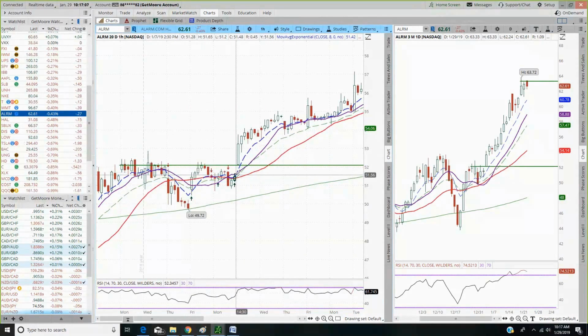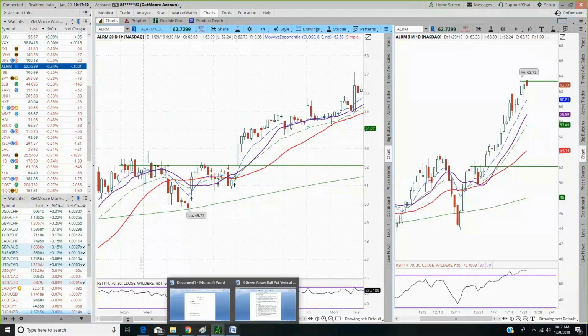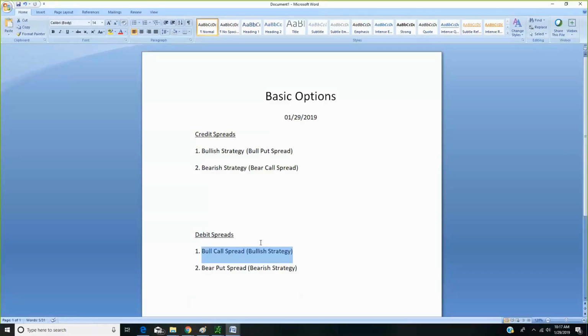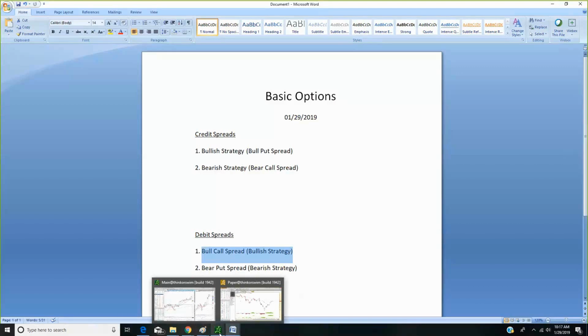So whenever we are expecting the stock to go up, we can buy a call. That's one option, right? You can buy a call, but it's got to move. So if it doesn't move fast, we get crushed. So here's what we do.